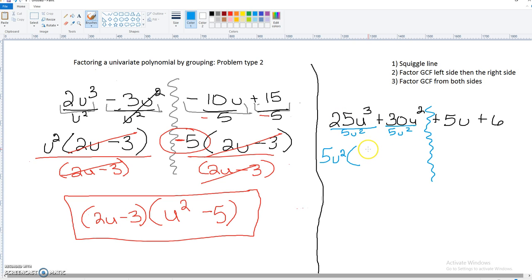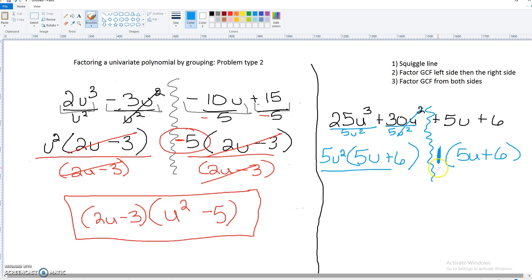So 25 divided by 5 is 5. 3 minus 2 is 1. 30 divided by 5 is 6. And these two u's cancel. Okay. Now we're going to go to the right side. And remember, we're factoring out, so we always have to factor out a greatest common factor. And if you remember, in some of the problems, the greatest common factor happened to be just 1. And that happens to be the case here. So the greatest common factor here is 1. You always have to take something out. And then we're going to put the leftovers inside parentheses.